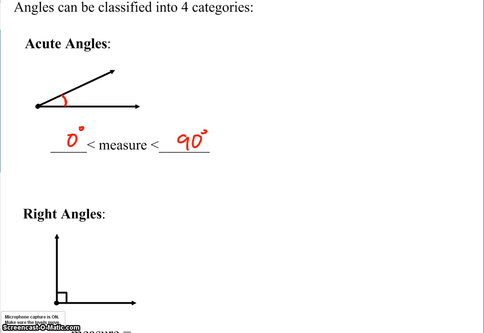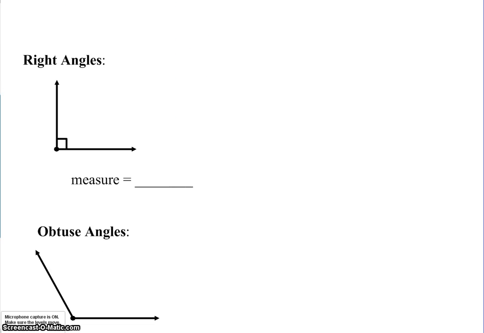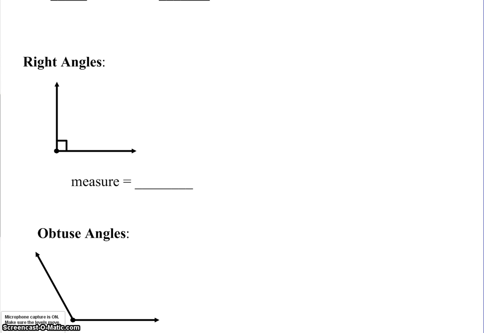If this was 0 degrees, you'd have your first ray right here, and then your second ray would literally be on top of it because it didn't move anywhere upward. That wouldn't be a ray anymore, that wouldn't be an angle anymore, that would just be a ray. And then it's got to be less than 90 degrees, because if it's equal to 90, then we classify it as a right angle. So right angles, the measure of those angles are exactly 90 degrees.